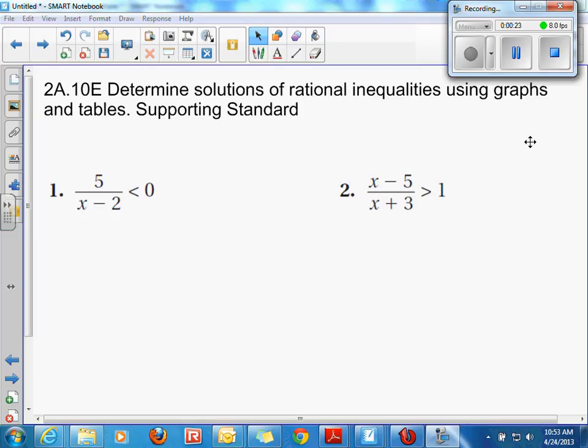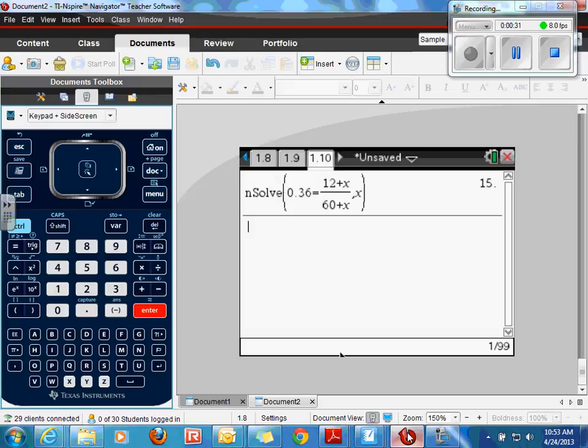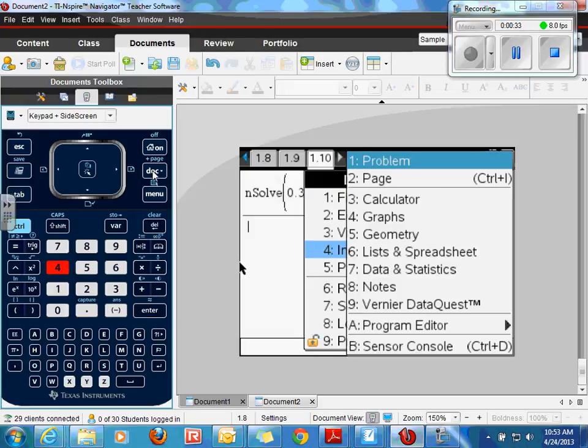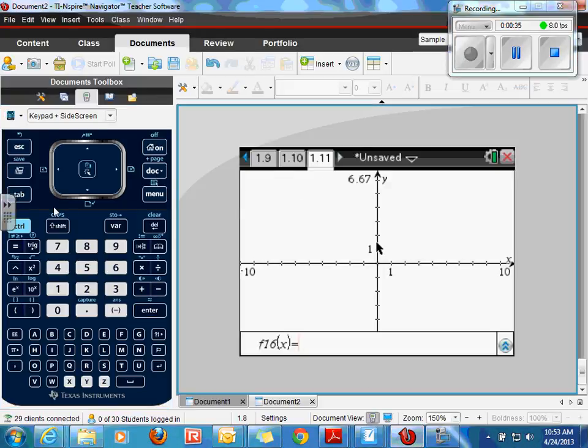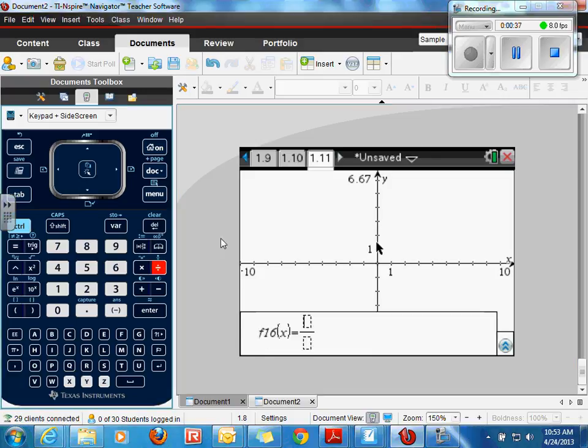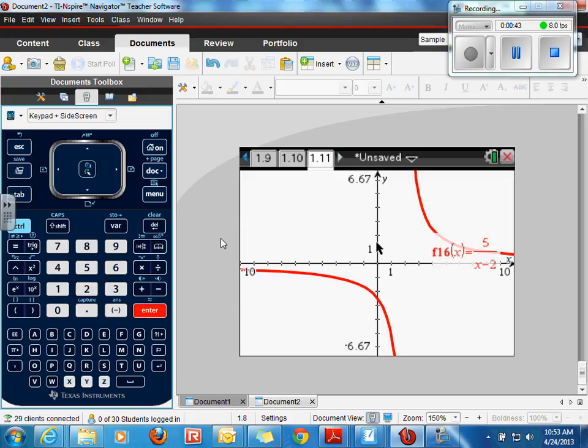So the first question is this equation 5 over x minus 2, and they want to know when is it less than 0. So I'm going to start by graphing it. In my graph, control divide from my fraction template, I'm graphing 5 over x minus 2 on the left side. And I'm also going to graph the right side, which is 0. So I'm going to graph both sides.